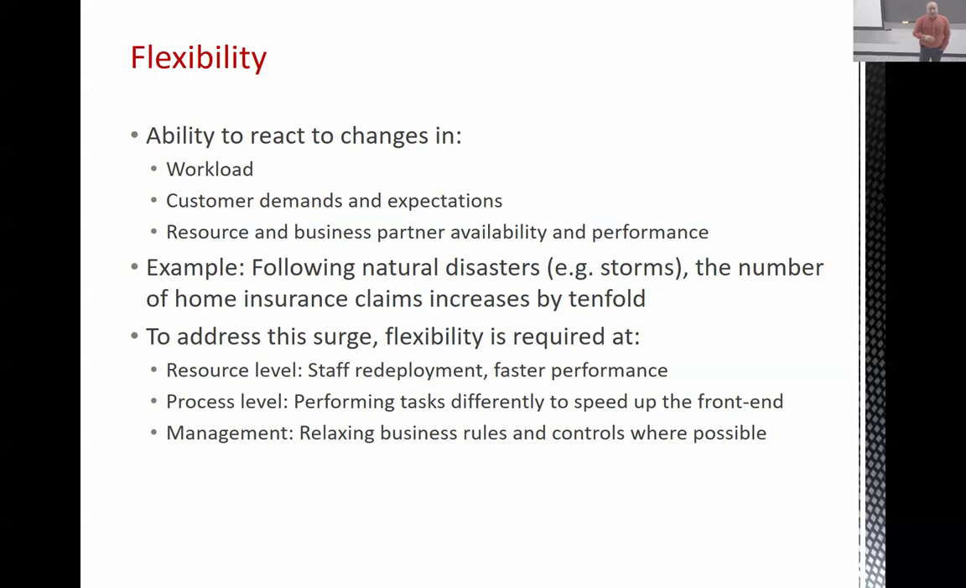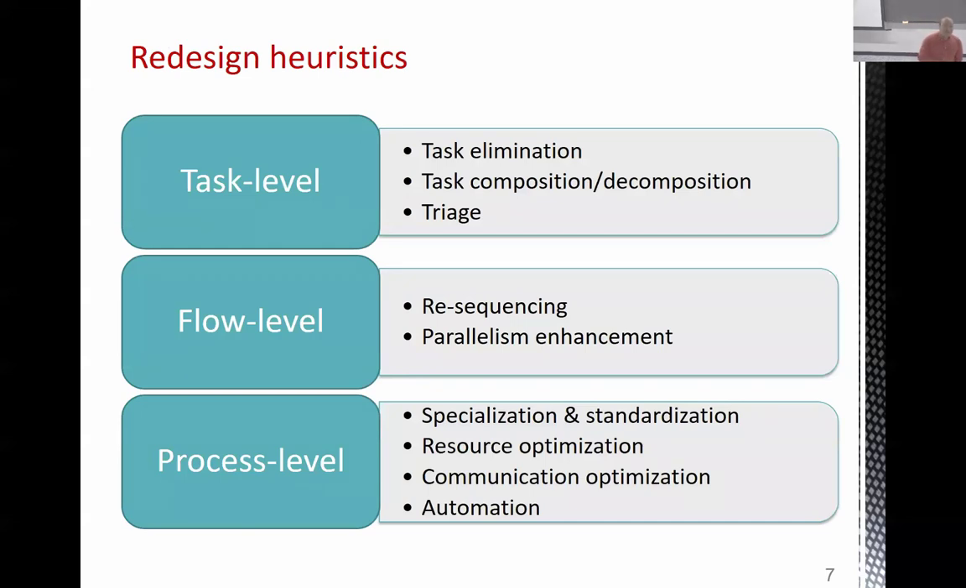And I'm going to tell you a few things that you can do if you want to improve the flexibility of your process. So let me introduce you today to 9 heuristics, or call them recipes if you want, for how you can change a business process to address different types of performance issues related to cost, quality, time, and flexibility. And I divide these 9 heuristics into 3 groups.